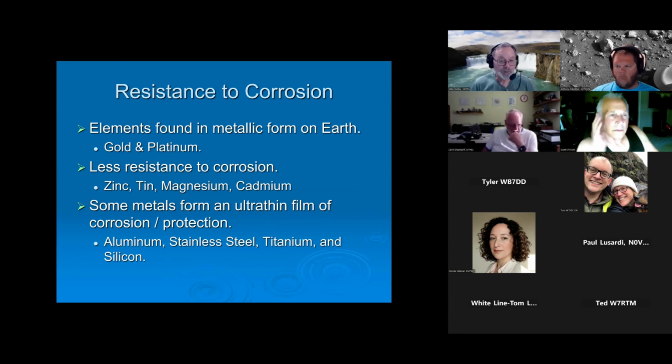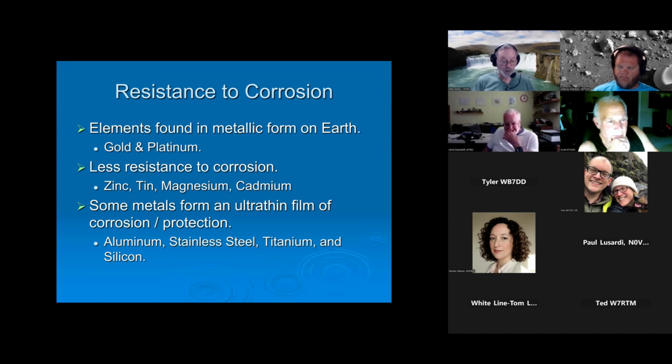Platinum is another metal that is native in Earth. You don't have to do any refining. Zinc, tin, manganese, and cadmium all have less resistance to corrosion when you put them together. Some metals form an ultra thin film of corrosion protection. So you can use aluminum, stainless steel, titanium, that's an expensive one, and silicon.